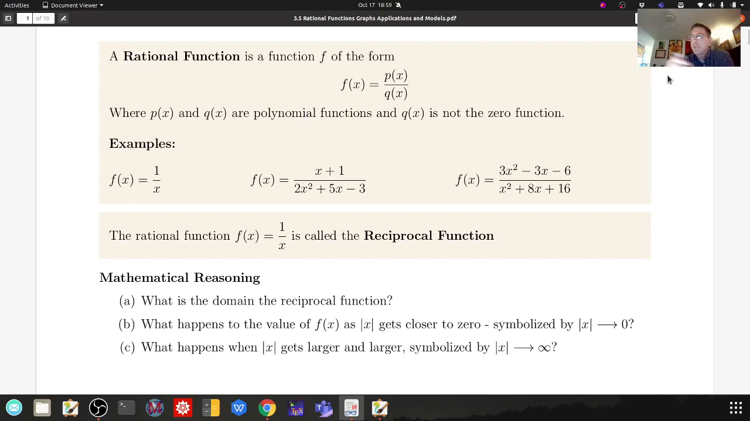So this is chapter 3, section 5. This is kind of a long lecture. I may actually decide to break it into two parts. But the basic overview and context of this lecture is that the graph of a function, and sometimes complicated function, allows us to visually glean information about that function.